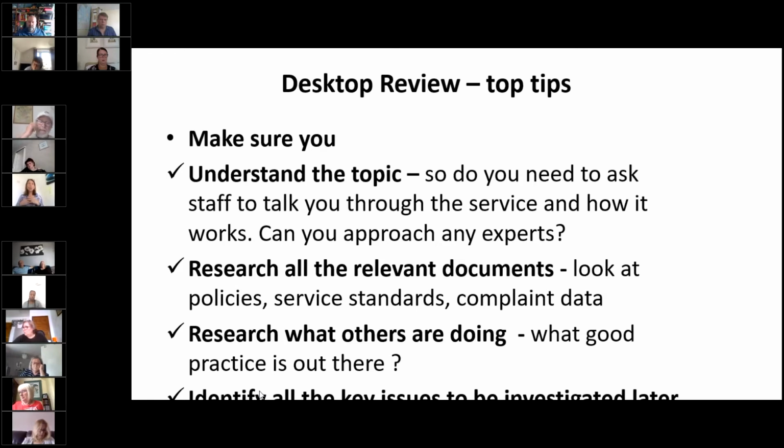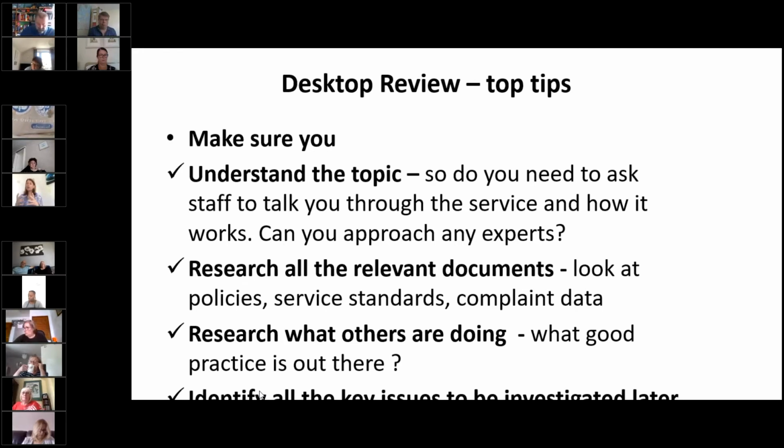Research what others are doing. Lots of reports on our resource hub from other organisations. So if you know you're going to be scrutinising ASB, how have other organisations done it? You know, what other things are out there that we could maybe have a look at and see what's good practice.